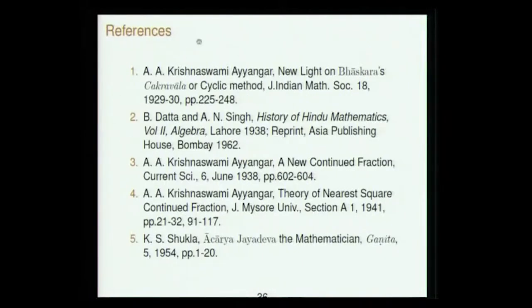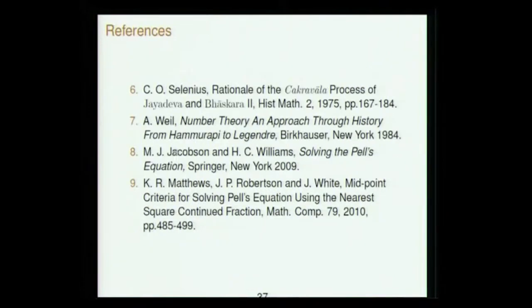These are Krishnaswamy Iyengar's papers. The last one appeared in the Journal of Mysore University in 1941. This is Andre Weil's monograph on the history of number theory. This is the famous paper of Selenius. He has written 3-4 papers in German and I think Swedish also earlier. This is the paper of Matthews, Robertson and White, and this group has several papers on nearest square continued fraction. And Jacobson and Williams are experts in the study of Pell's equation. This is a book which runs to about 700 pages in the discussion of Pell's equation. So it is a very interesting subject.